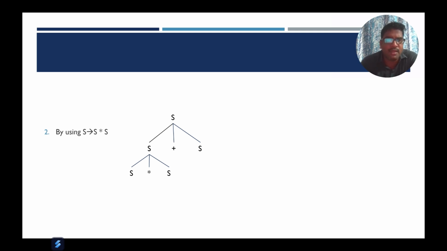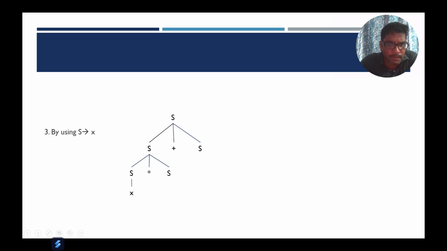Y means in the given input string X star Y plus Z, we have to generate that. So first we have to get the X. Already we have the star here, so before the star we have to get the X. In step 3, by using S tends to X, at the place of S I am going to substitute the X here.